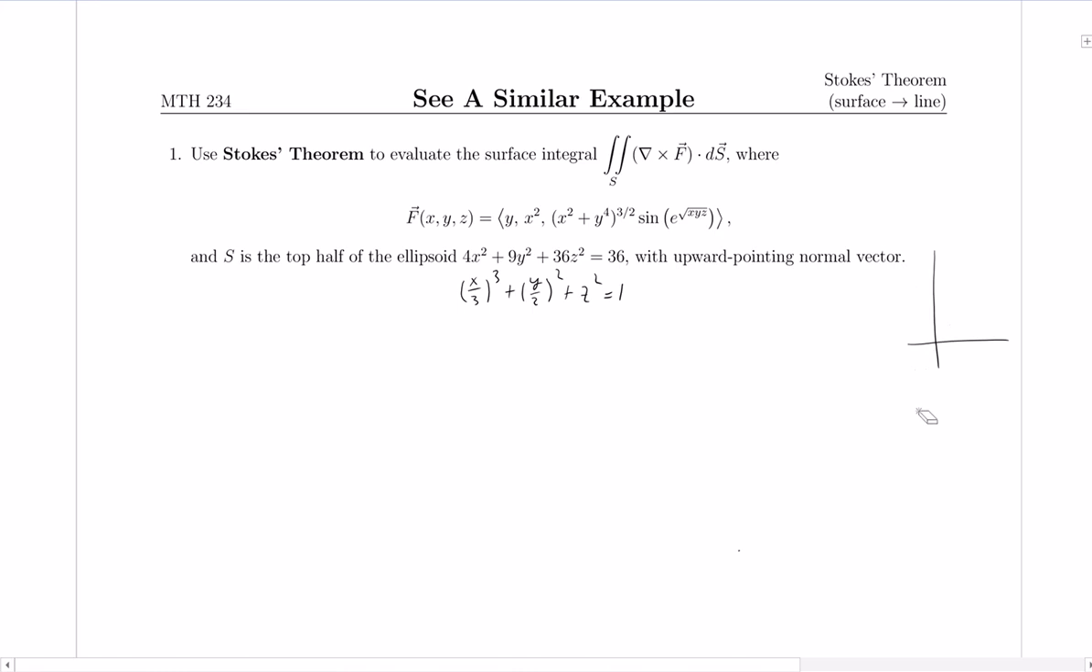So we can tell now from this equation what it looks like. It looks like a sphere stretched by 3 in the x direction, by 2 in the y direction, and not stretched at all in the z direction. And so here's our ellipsoid. This is the top half.